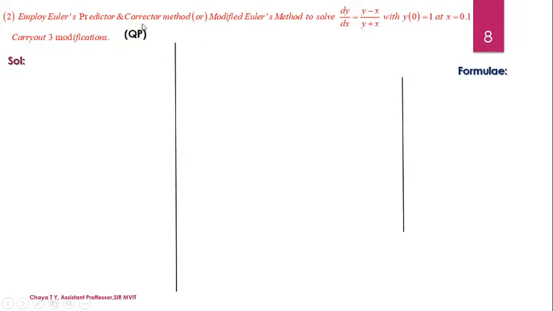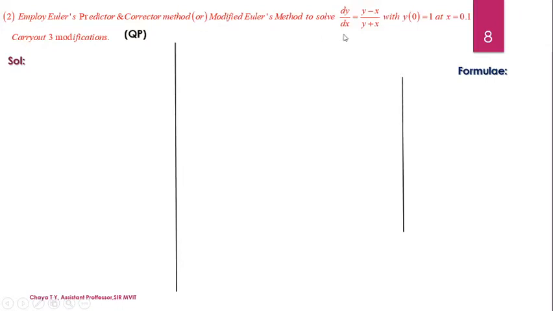Employ Euler's predictor and corrector method, or modified Euler's method, to solve the differential equation given by the expression y minus of x by y plus x with the initial conditions y of 0 equals 1 at the point x is equals to 0.1. And they have also mentioned that carry out three modifications. Means I have to use the corrector formula, the modified Euler's formula thrice to obtain the three modifications for the problem. Now let us see the method to solve the problem.